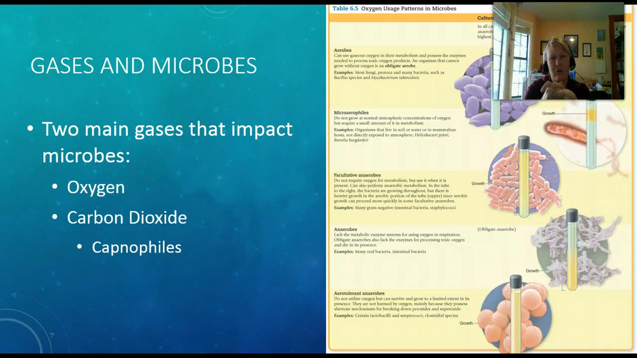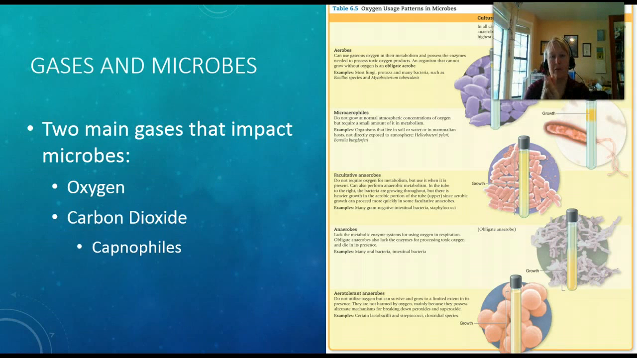We then have microaerophiles. Remember, there's our suffix again, phile, right? They like air, but they like small amounts of air. So these microbes will live in areas where the oxygen content is slightly decreased from normal atmospheric oxygen. We then have facultative anaerobes, and these don't require oxygen for growth, but if it's present, they'll use it. So they're kind of all over the place. They like everything.